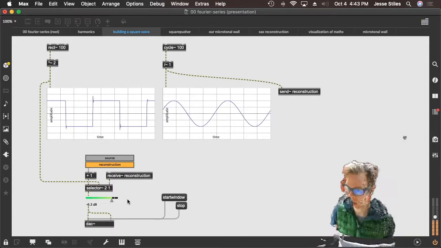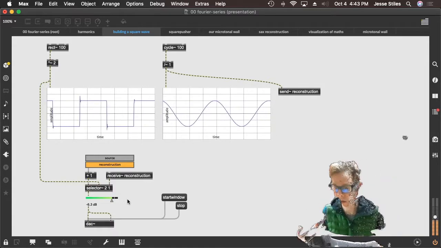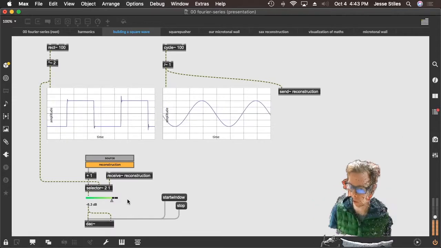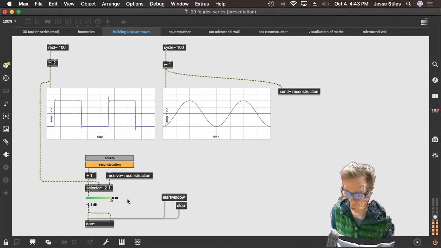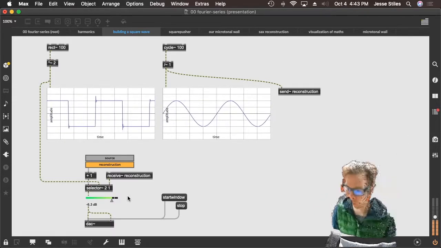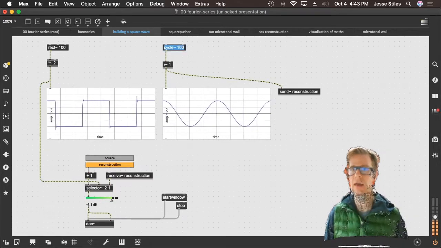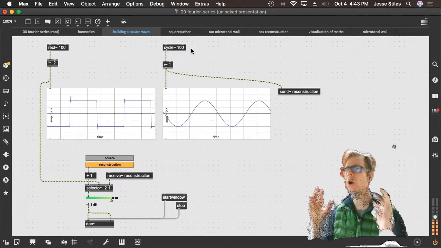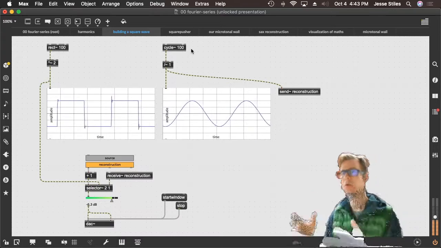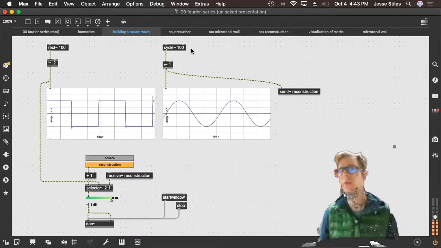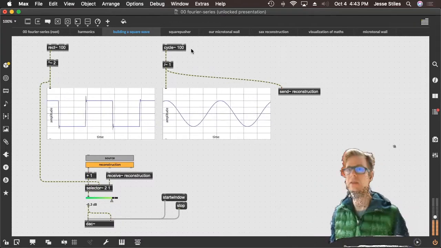Harmonics is this term that comes from music, where a harmonic is going to be an integer multiple of the fundamental frequency. So if our fundamental frequency is 100 cycles per second, as it is here, the harmonics would be 200, 300, 400, 500, and so forth. That's known as the harmonic series.